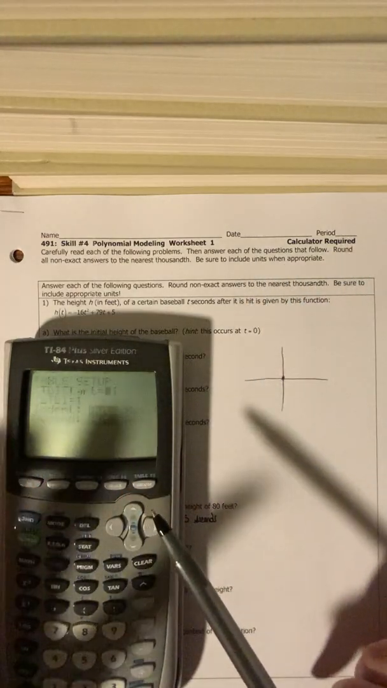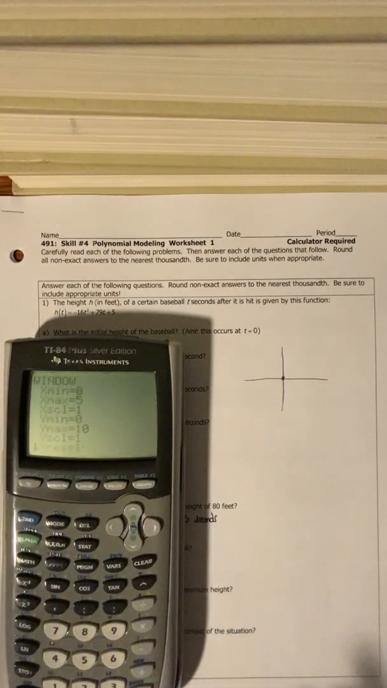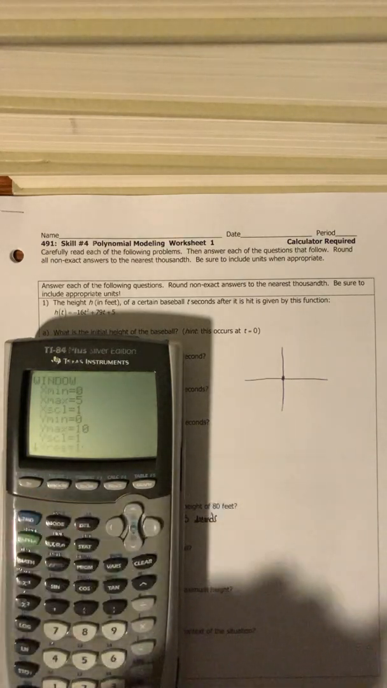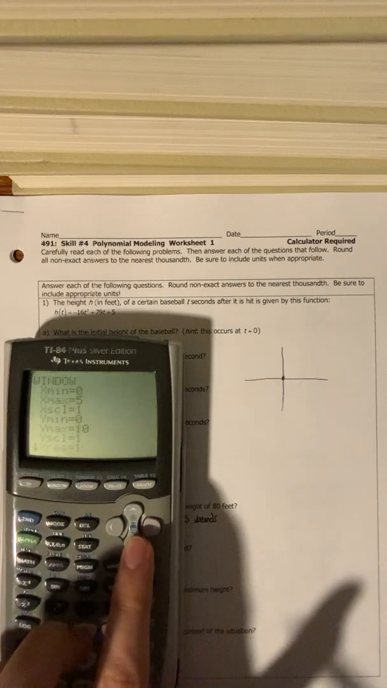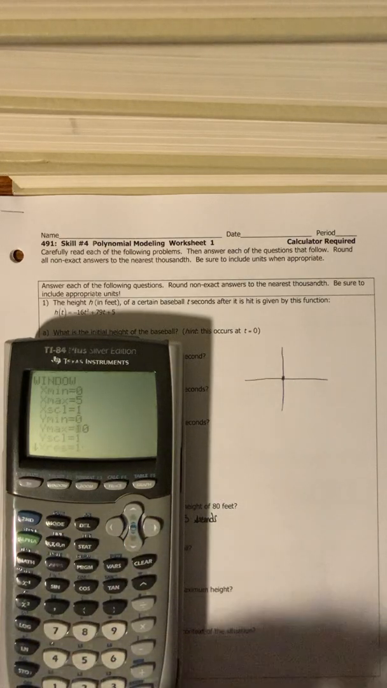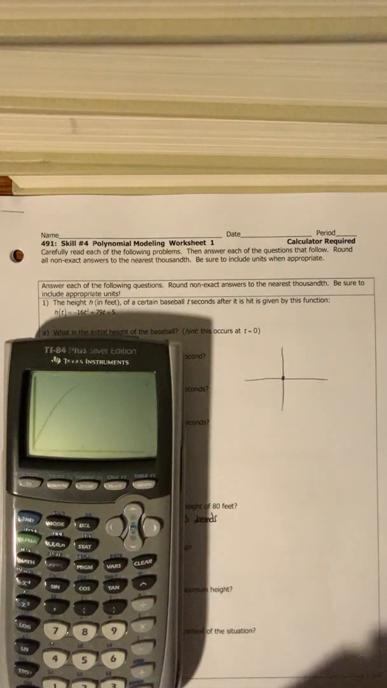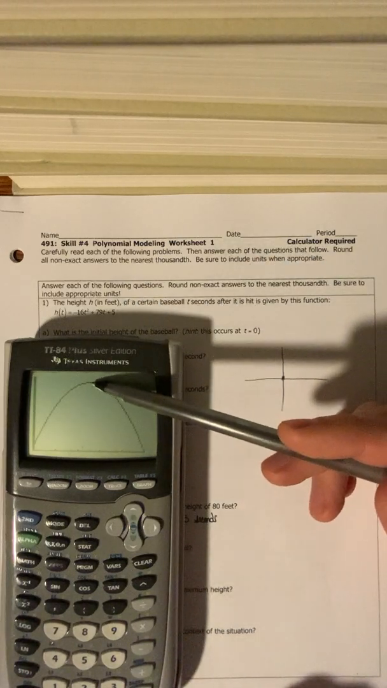So let's go to the window again. And let's set that y max for, I said a little over 100, let's put it at 110 just to be safe. Let's see what that's about. If we press graph, we can see it very nicely fits in the window now. We can really see the part we care about, which is right up here.